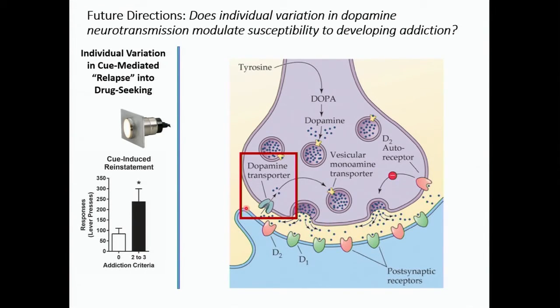So there's something called the dopamine transporter. What the dopamine transporter does is actually suck up dopamine back into the cell and pack it back into these little vesicles to be released again. Okay, so it's a way of cleaning up the synapse so that you don't get too much stimulation. Okay, the dopamine can't stay out here for way too long.